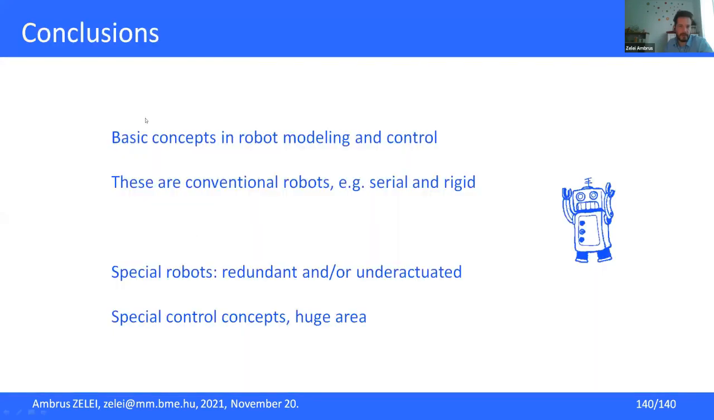So to go to the conclusion, in the first half, we were talking about some basic concepts in robot modeling and control, but they were about conventional robots. But if you go to a robotic company, this knowledge is enough for a lot of things. And of course, there are some more special robots like underactuated robots. And it takes a lot of time to get to know or learn everything about them. It's not possible to learn everything about underactuated robots, but you can read a lot.